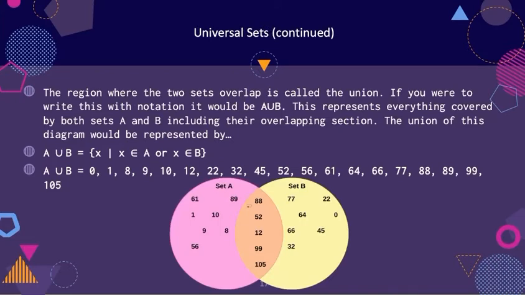The region where the two sets overlap is called the union. If you were to write this with notation, it would be A ∪ B. This represents everything covered by both sets A and B, including their overlapping section. The union of this diagram would be represented by x is an element of A or x is an element of B. All the elements of both of them are 0, 1, 8, 9, 10, 12, 22, 32, 45, 52, 56, 61, 64, 66, 77, 88, 89, 99, 105.